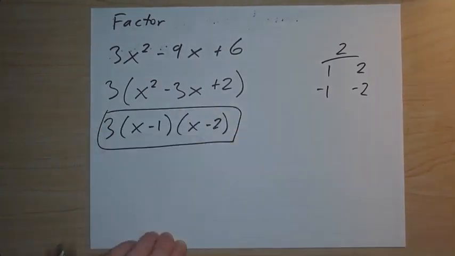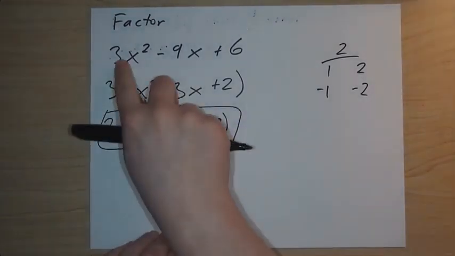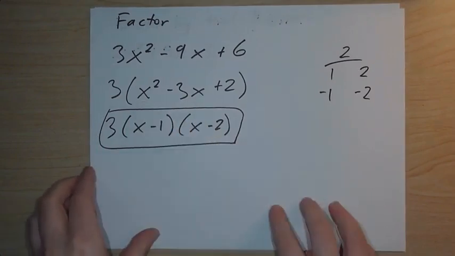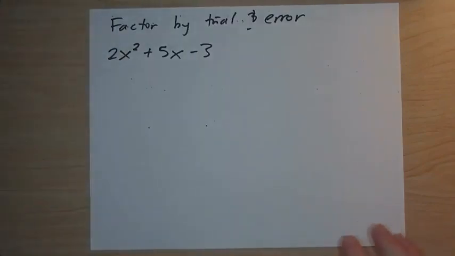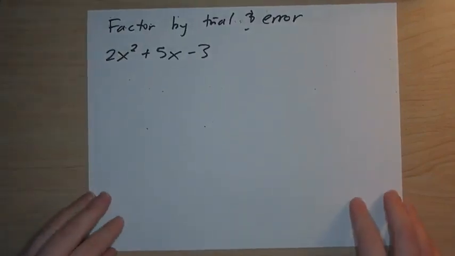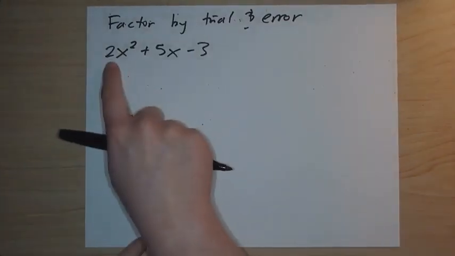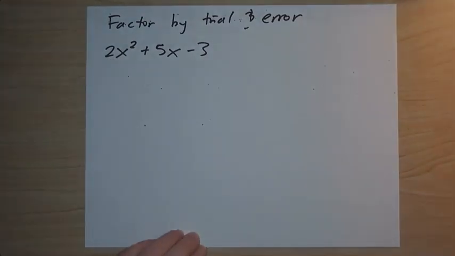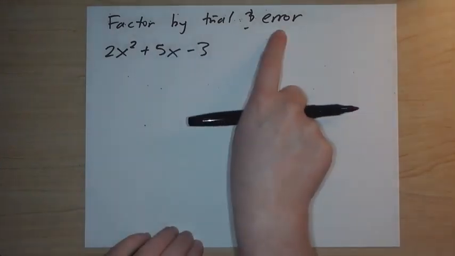And this is one of the types that you might see where a is not 1. You simply get it to a polynomial where it is 1. So that's the first type. We'll look at the second type here. Here we don't have a greatest common factor between 2, 5, and negative 3, so we can't take out anything. So we're going to factor this by trial and error.